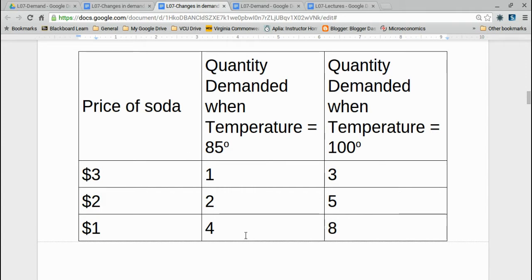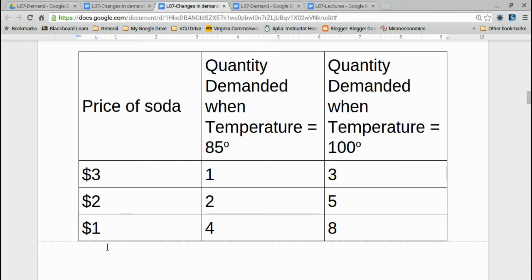This table illustrates a couple of relationships. First, as the price falls and temperature is constant, the quantity demanded increases. The quantity demanded goes from 1 to 4 when temperature is 85. The quantity demanded goes from 3 to 8 when temperature is 100. It also shows that when price of soda is constant, the quantity demanded rises as the temperature goes up. The quantity demanded goes from 1 to 3 when price is 3. It goes from 2 to 5 when price is 2. And it goes from 4 to 8 when price is 1.